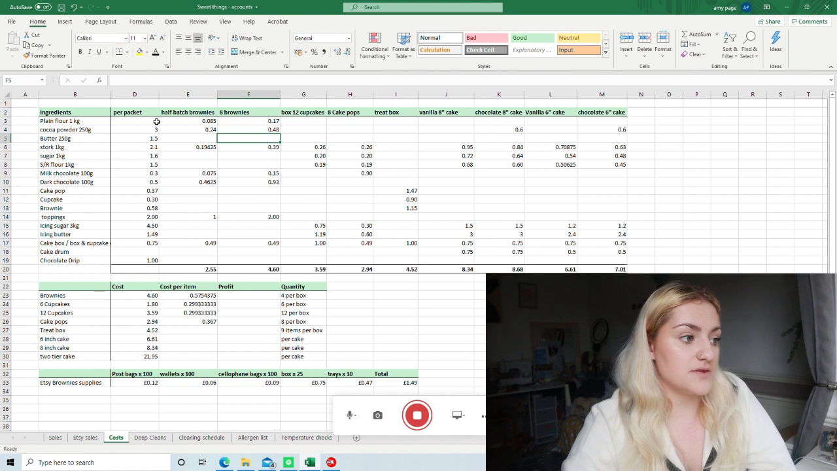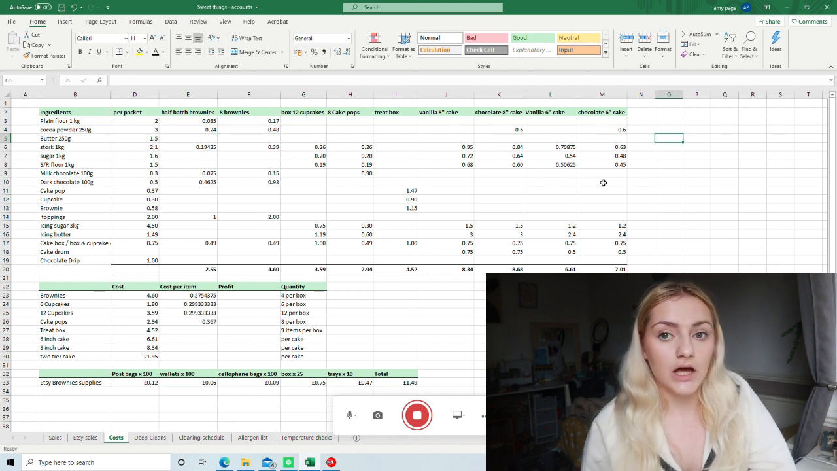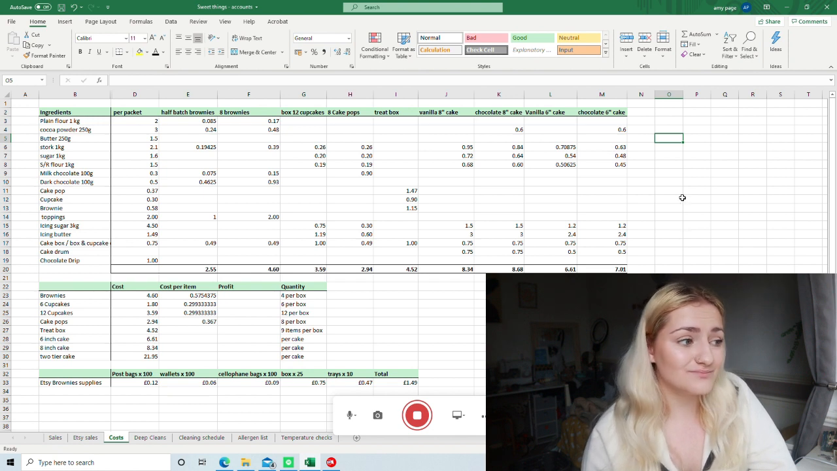So I've done that for this whole spreadsheet. This will be included in the pack. So what I'll do is all the formulas will be in there, and it will have one, as in 1 gram possibly.